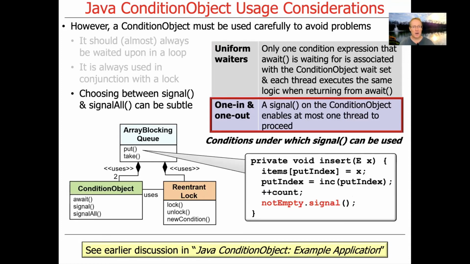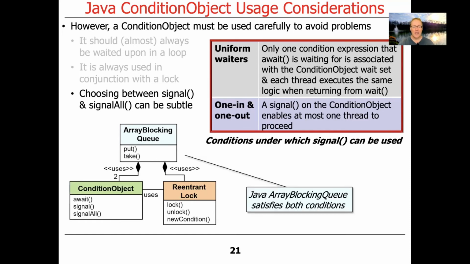And then the second property that needs to apply in order to use signal rather than signalAll is one in and one out. What that means is that a signal on a condition object will enable at most one thread to proceed at a time, which is exactly what we want with our array blocking queue. When you call signal, you're waking up the next waiting thread, if there is one, in order to be able to do its thing. If you don't have these properties, then you probably need to use signalAll. The Java array blocking queue satisfies both of these conditions, which is why we're able to get away with using signal.